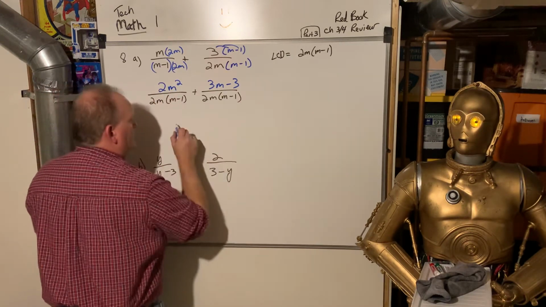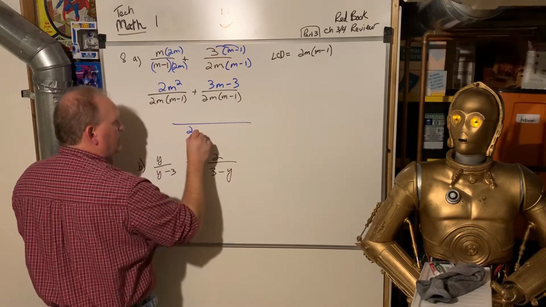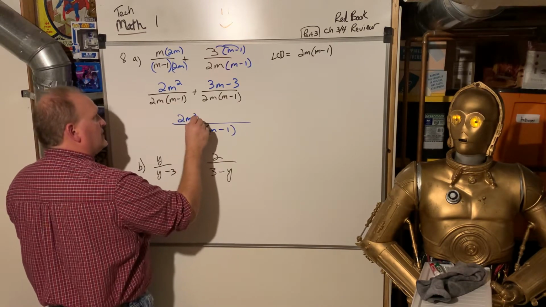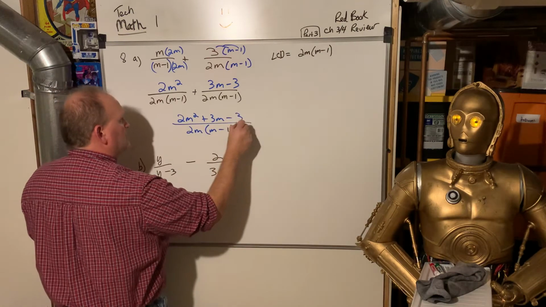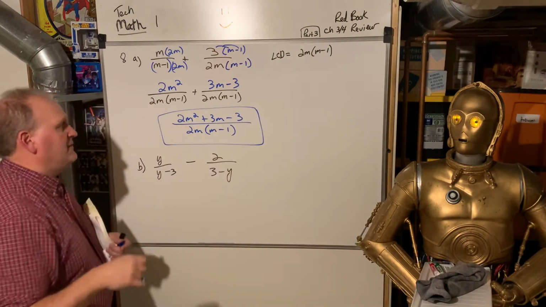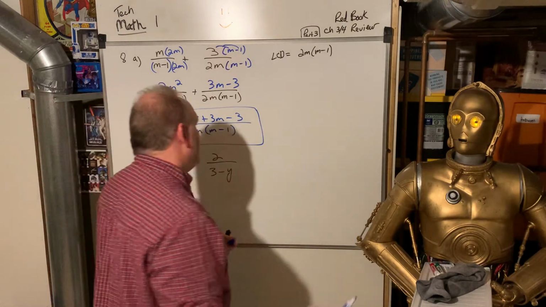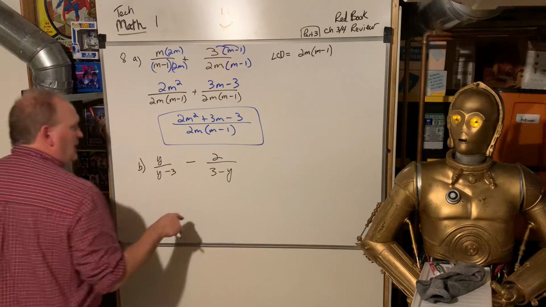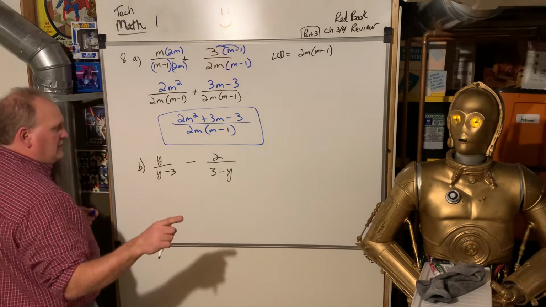And then I just write it all under the same roof here. 2m times m minus 1 on the bottom, and then 2m squared plus 3m minus 3. And you cannot factor the top. If you try, 2 times negative 3 is negative 6, and there isn't anything that multiplies to be negative 6 that adds up to be 3. All right, this one looks harder than it is.